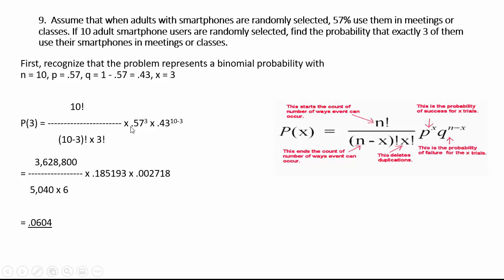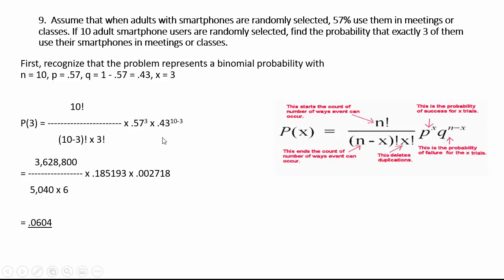Anyway, continuing on, this 0.57, we want that to the third, which is what we're trying to find, times 0.43, which is Q, to the n minus x, which is 10 minus this 3.